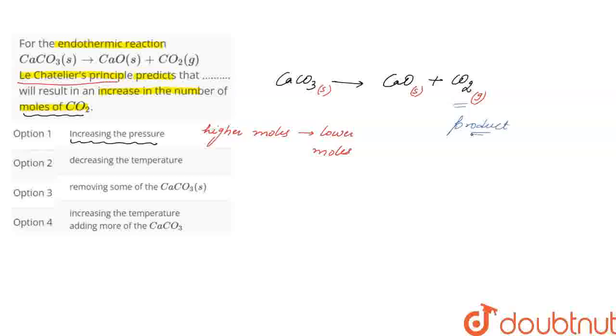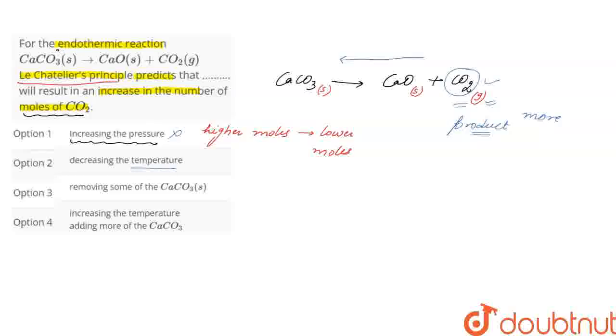We have to consider the moles only of the gaseous phase, and on the product side the number of moles of the gaseous phase are more. That means if we increase the pressure, the reaction will go in the backward direction. That means this first option doesn't increase the number of moles of CO2, it decreases the number of moles of CO2. Next is decreasing the temperature.